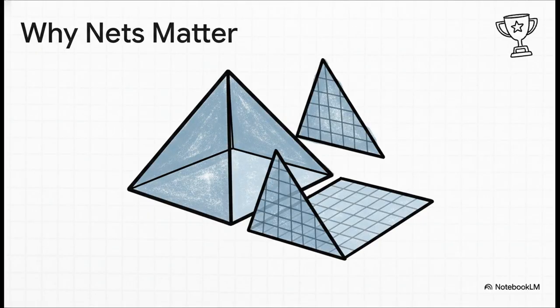Okay, but why are we doing this? Why bother unfolding imaginary boxes? Well, the area of that flat net is the exact same as the surface area of the 3D shape. It's a hugely powerful tool for just picturing things in your head. And trust me, if you're ever in a math competition, this is a trick you'll see all the time.